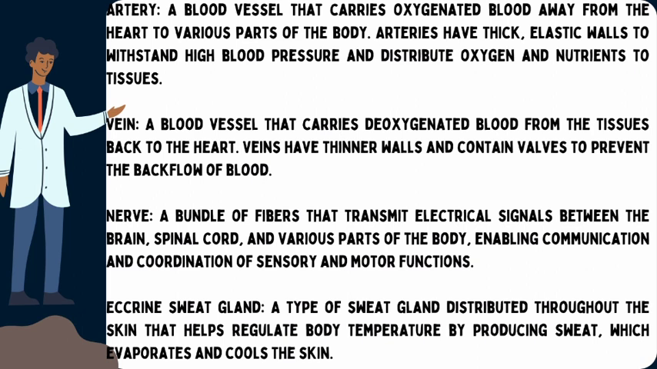Sixth, nerve, a bundle of fibers that transmit electrical signals between the brain, spinal cord, and various parts of the body, enabling communication and coordination of sensory and motor functions. Seventh, eccrine sweat gland, a type of sweat gland distributed throughout the skin that helps regulate body temperature by producing sweat, which evaporates and cools the skin.